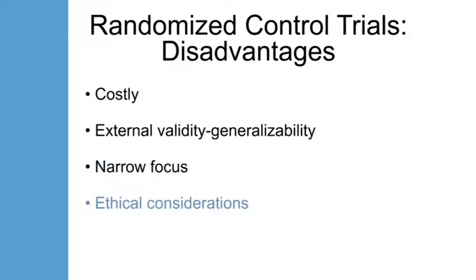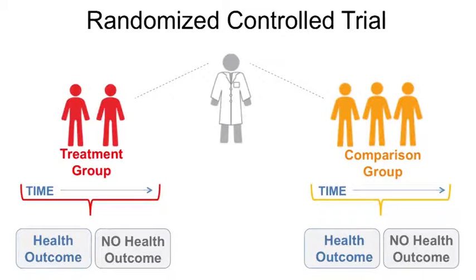In addition, there are ethical considerations when randomizing treatments or exposures. For example, it would be unethical to randomize people to be exposed to a known toxic substance, such as water containing high levels of arsenic, mercury, or lead. So to review, in the randomized controlled trial, researchers will follow the treatment and the comparison group to see who develops the health outcome or disease of interest.